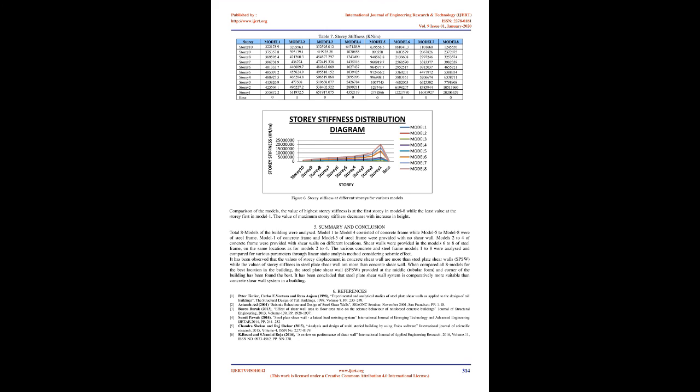It has been observed that the values of story displacement in concrete shear wall are more than in steel plate shear walls, SPSW, while the values of story stiffness in steel plate shear wall are more than in concrete shear wall. When all 8 models were compared for the best location in the building, the steel plate shear wall, SPSW, provided at the middle, tubular form, and corner of the building was found to be the best. It has been concluded that the steel plate shear wall system is comparatively more suitable than the concrete shear wall system in a building.